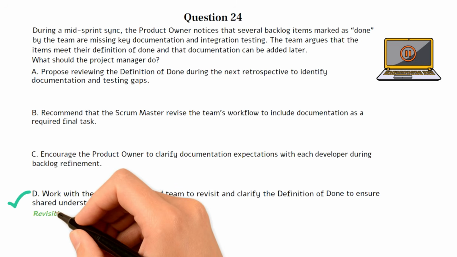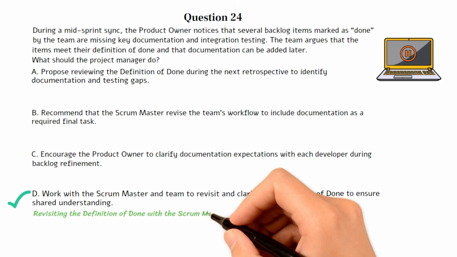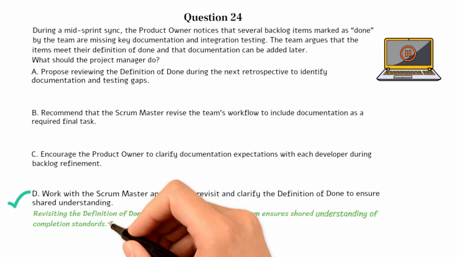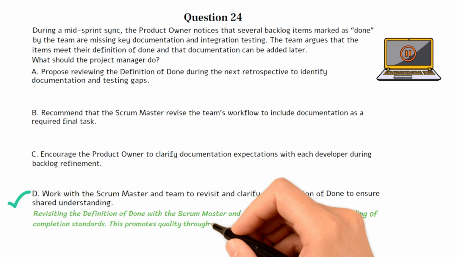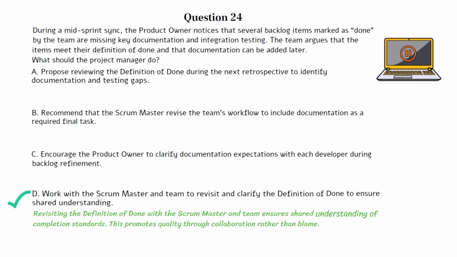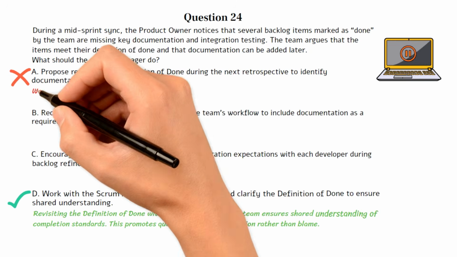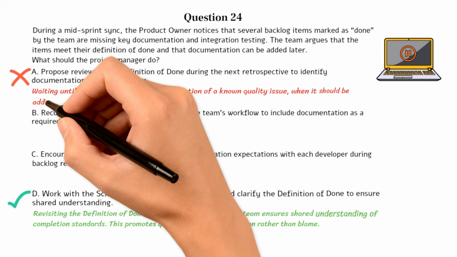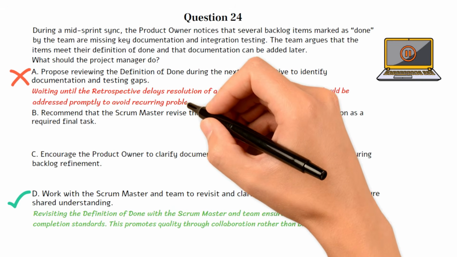Working with the Scrum Master and team to revisit and align on the definition of done helps ensure that everyone is on the same page regarding documentation, testing, and completion criteria. This collaborative approach reinforces quality without assigning blame. Choice A is incorrect. Waiting until the retrospective delays resolution of a known quality issue, when it should be addressed promptly to avoid recurring problems.